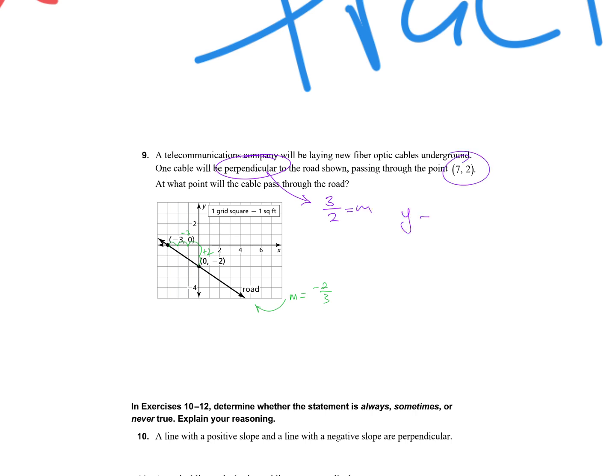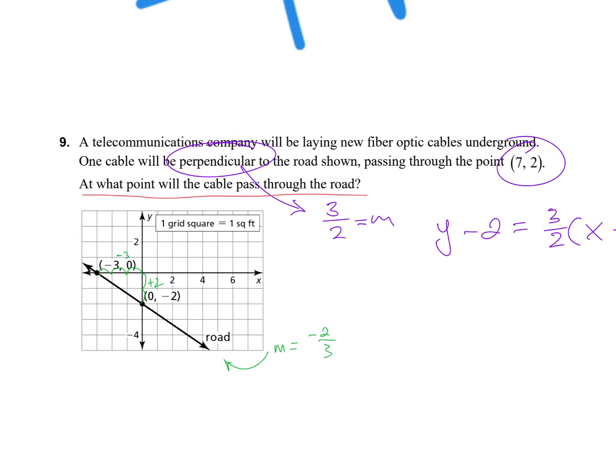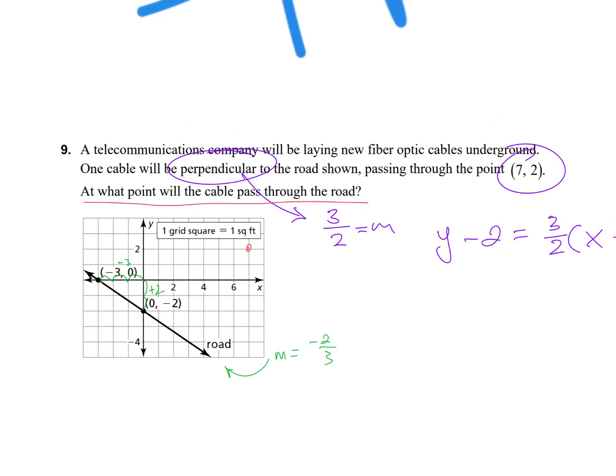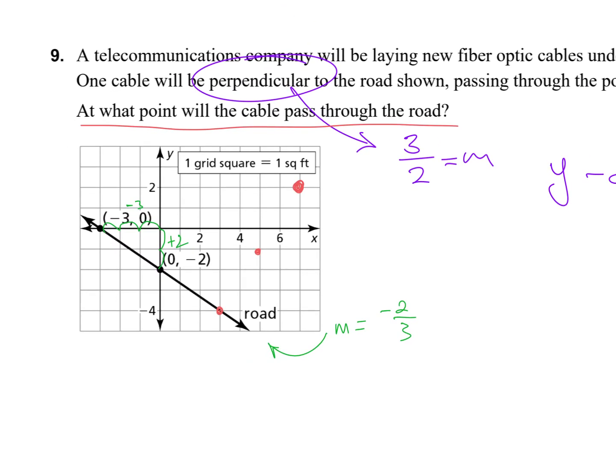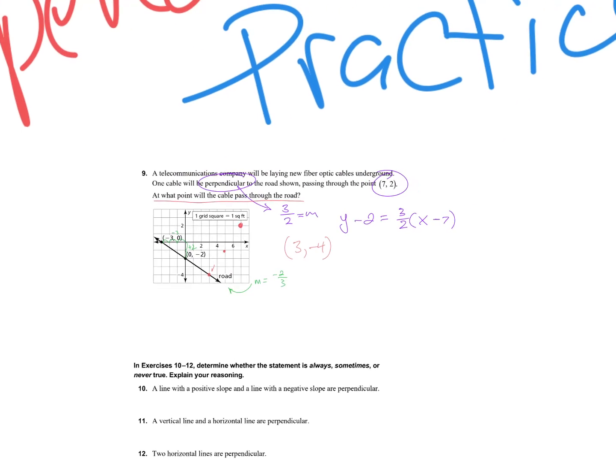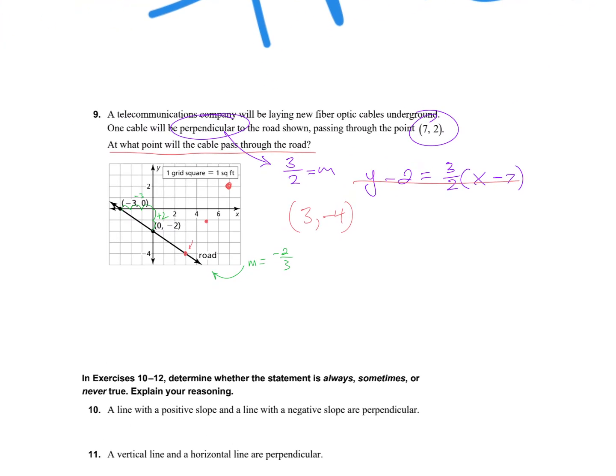So y minus 2 equals 3/2 times x minus 7. But really, it wants to know at what point the cable will pass through the road. So let's go ahead and graph this. It's going through (7, 2), which is right here. And we know that the slope is 3/2. So down 3, back 2 would look like that. Down 3, back 2. And we're on a fortunate streak, because they gave us an exact point right here of (3, -4). So (3, -4). I guess I didn't technically need to get that answer, but there it is.